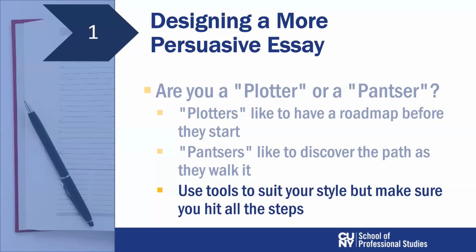So the example I like to give is outlining. If you're a plotter, you are going to write an outline before you write your first draft. If you are a pantser, you might write your first draft and then sit with it and make an outline based off of it so that you can see what your organization looks like. Because it's much easier to move things around or see when your organization has an issue when you're looking at an outline than it is when you're working from a 5-page paper. So again, use the tools in a way that fits your style for your particular assignment. Just make sure you hit all the steps.